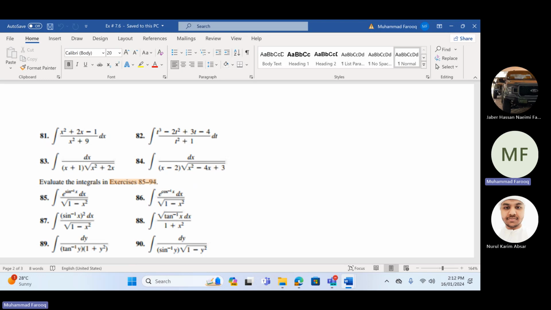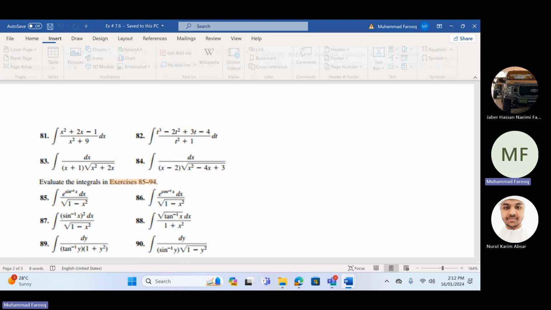So first of all, for 81, you have to make it long division. Then the upper degree is reduced, and then you can use your procedure. So this concept also we have to apply.